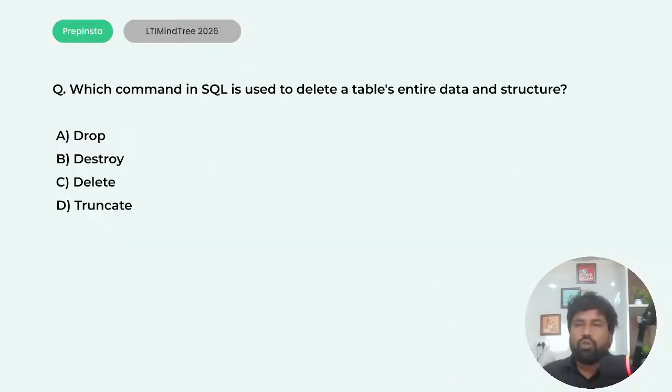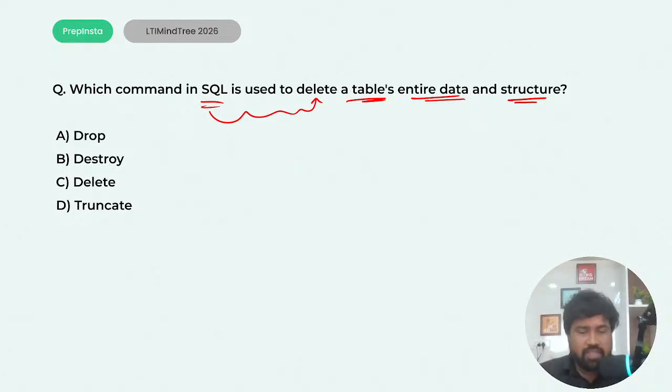Okay, let's go to the next question. Which command in SQL? I told you, right? They will ask you questions on SQL as well. In SQL, which command is used to delete the table's entire data and structure? I want to hear from you guys.